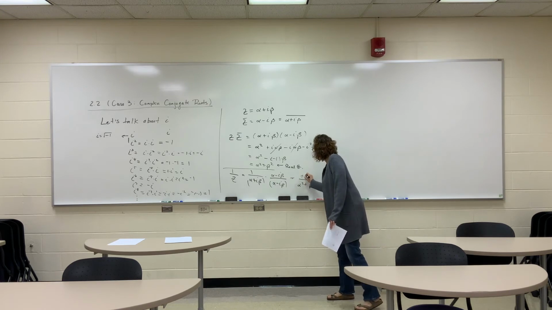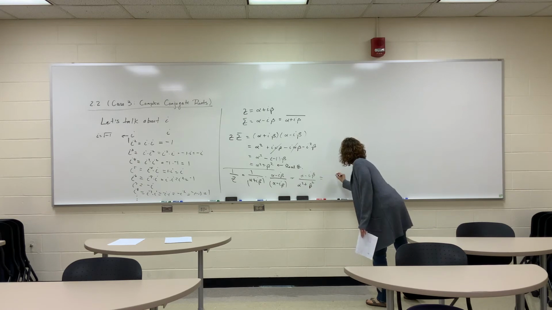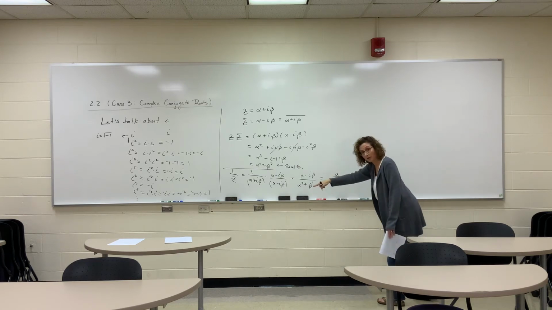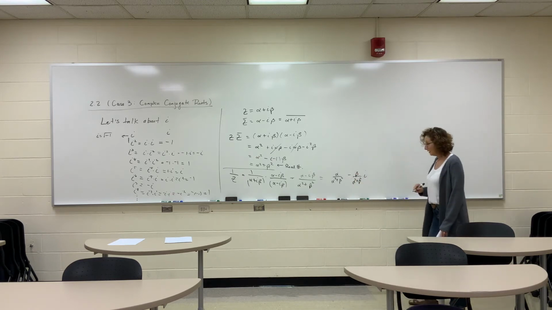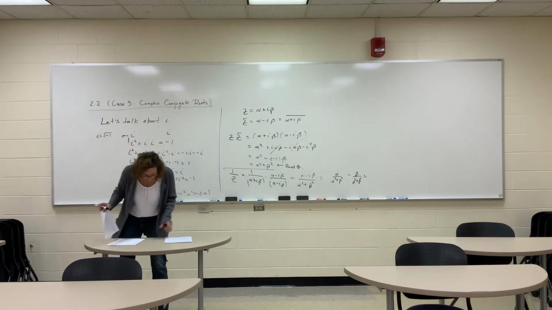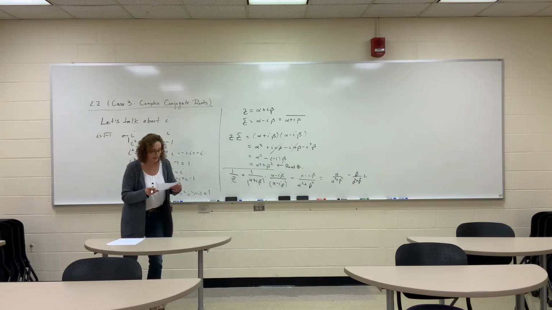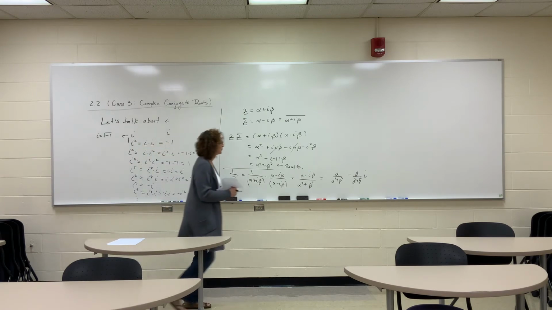Now the top is still alpha minus I beta, and so you would divide and you get alpha over alpha squared plus beta squared. That's the real part of 1 over a complex number, minus beta over alpha squared plus beta squared I. This is the imaginary part of 1 over the complex number alpha plus I beta. So, fun with complex numbers. Let's talk a little more, diving into the world of complex number algebra.